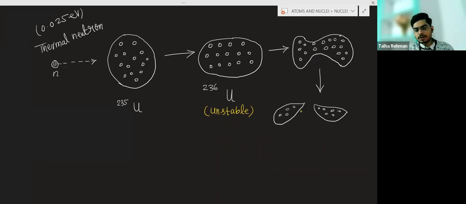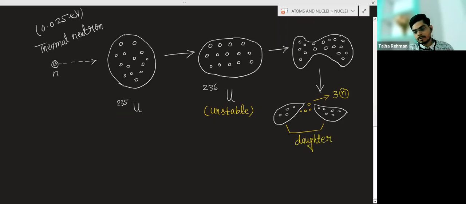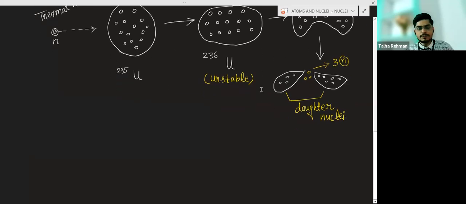And during this process, sometimes 3, sometimes 4 neutrons will release. So here 3 neutrons are releasing. These are daughter nuclei. So we can write this process in the form of an equation.